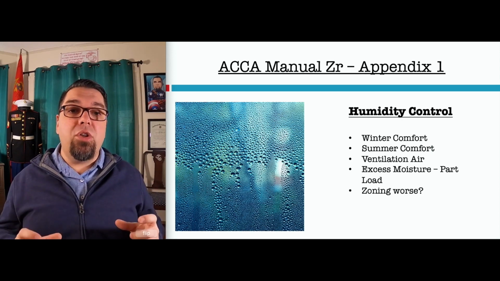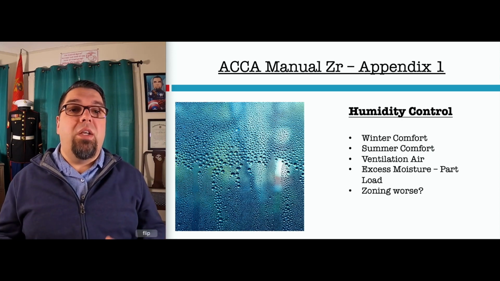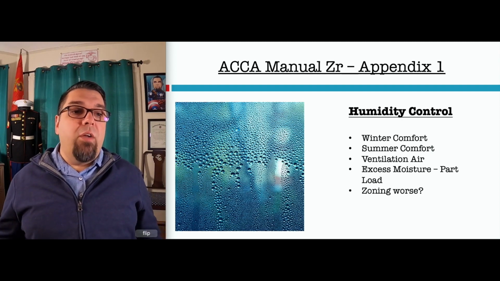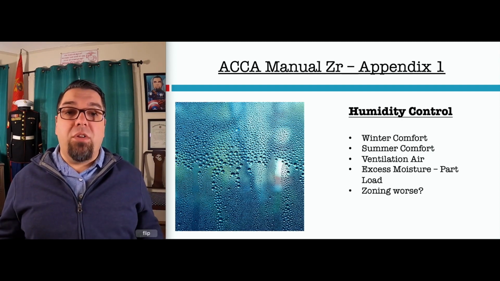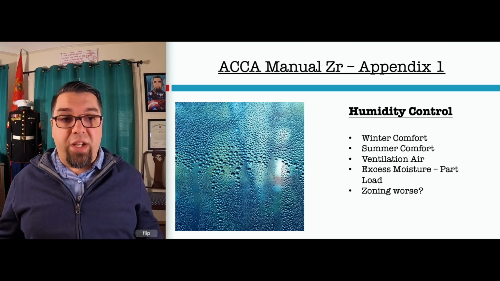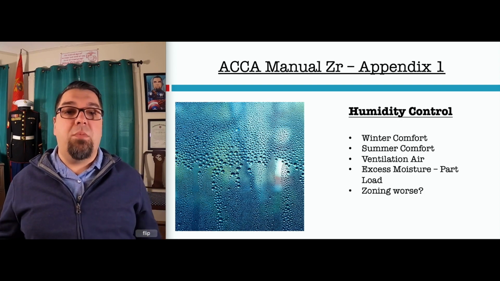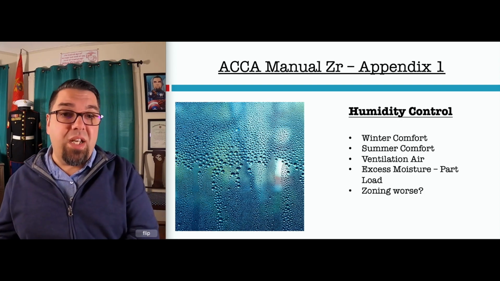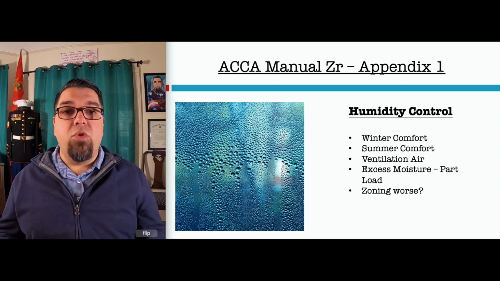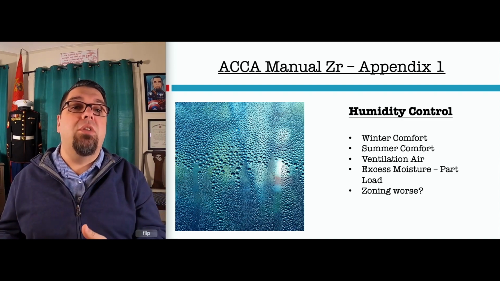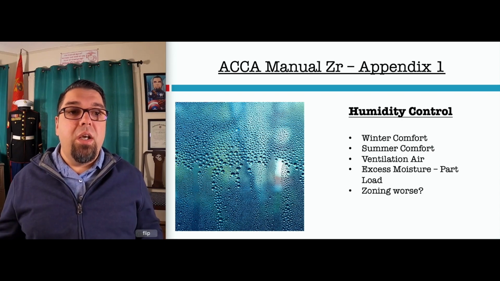So humidity control is not just about diluting. You also have to remove it. And of course, if you're running at part load and you're not able to turn the fan speed down, you're gonna end up with excess moisture in the home. If it's a single stage system or a two-stage system, and you can't turn down far enough to match the load when you're not at design temperatures, it's gonna short cycle.